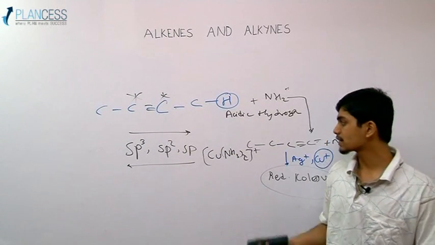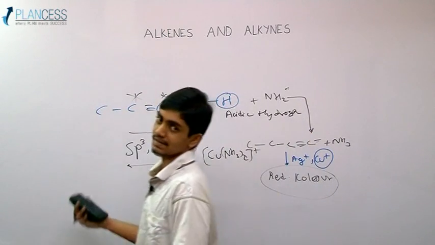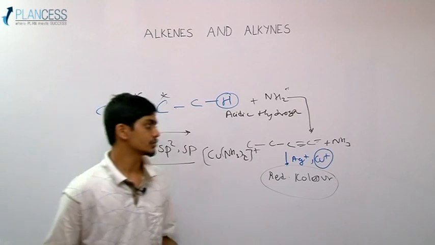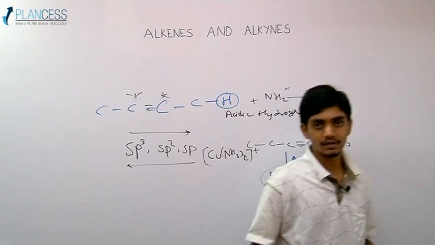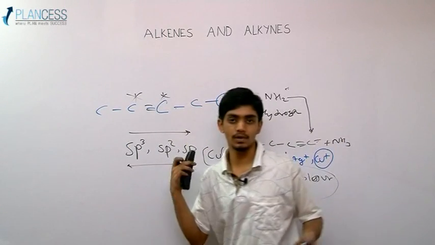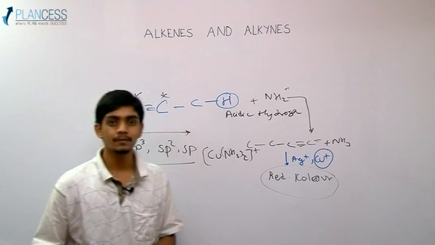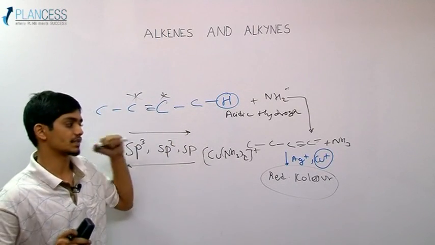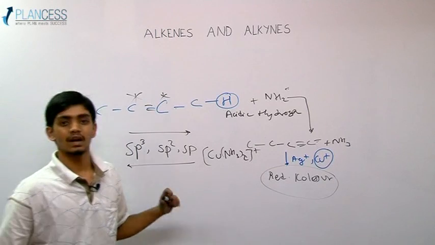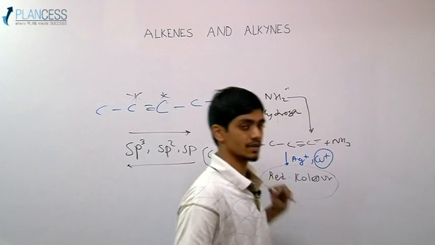So physical properties also include the density. Densities are lesser than water. So that's it, that was the physical properties. Boiling points are quite similar to alkenes and alkanes. And what about the chemical properties? One of the major chemical properties is the acidic property. The acidic property we have just now discussed.